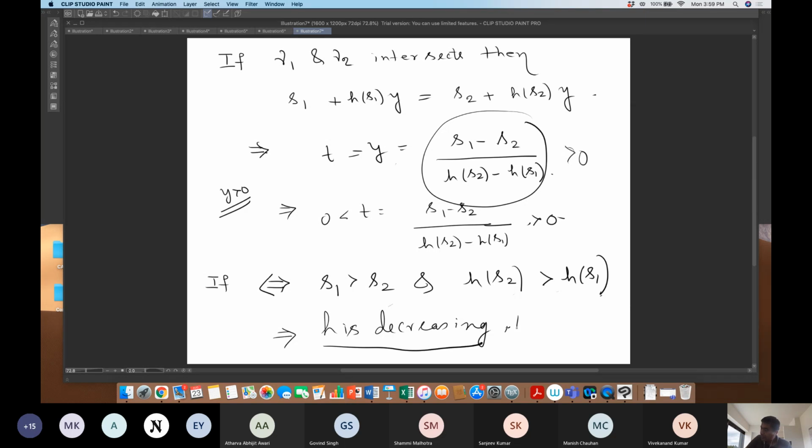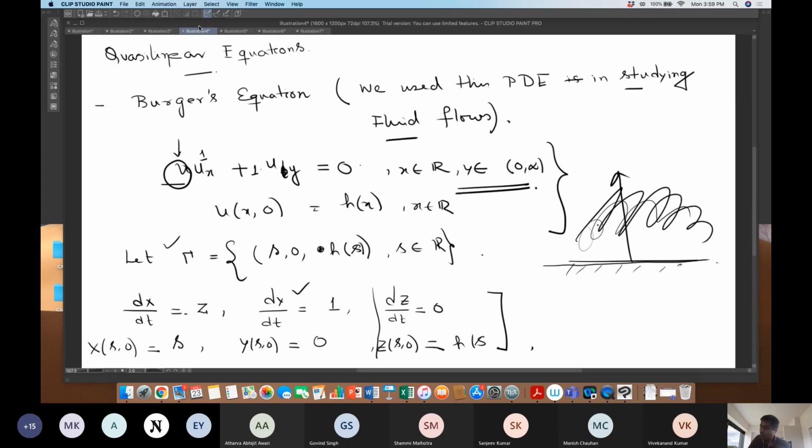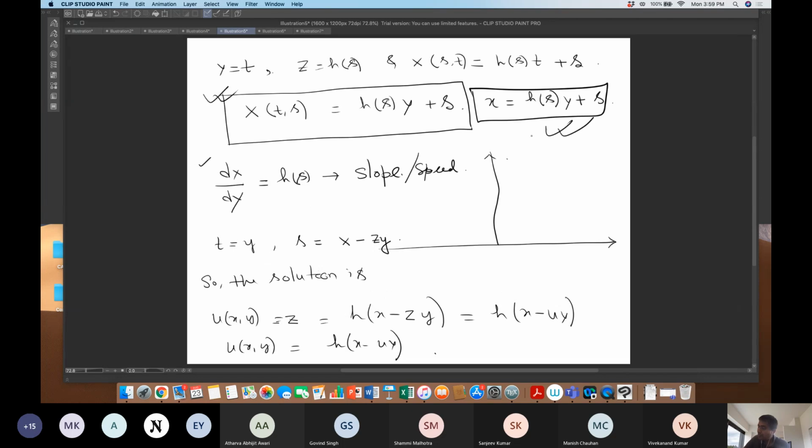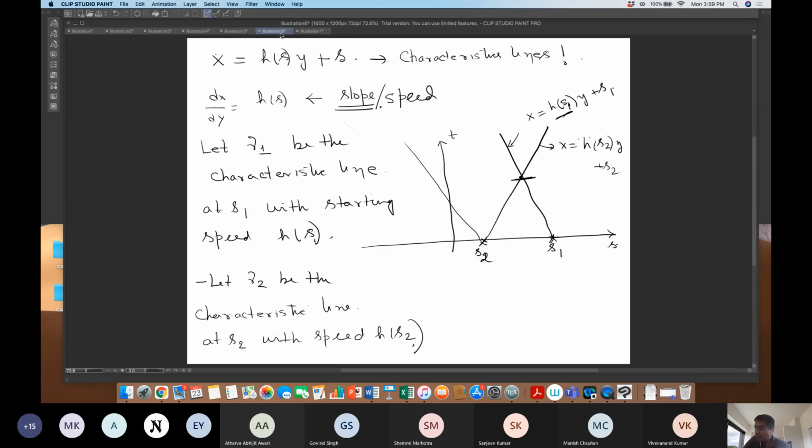If h is decreasing, then at some point y positive, the characteristic lines intersect. Clear? Is it clear? Suppose we start the problem u_x with y where h is a decreasing function. Then we are seeing that the characteristics intersect. So what will happen at the point of intersection?